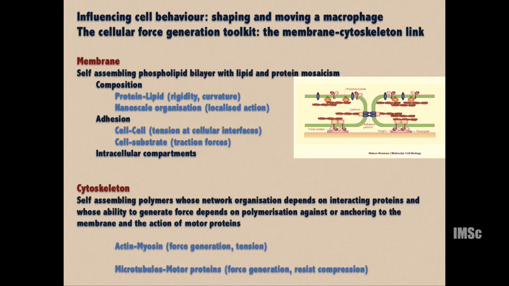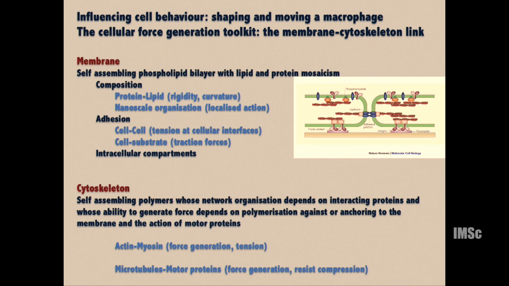And the nanoscale organization, what we call mosaicism here, actually allows localized action, meaning that you can have a certain response just at a localized region of the membrane rather than uniformly around it, so that you can polarize the membrane. The membrane also contributes to interactions between adjacent cells and to interactions between the cell and the substrate. And through these interactions, you can generate tension at cellular interfaces or traction force.